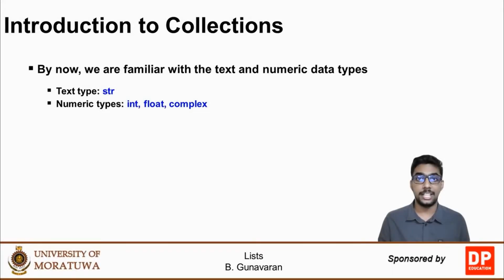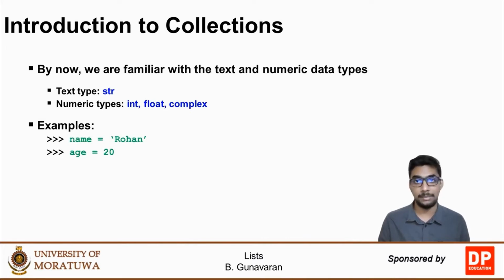In the previous lessons, you have learned about the text and numeric data types. We use the string data type to store text, and numeric values can be stored using the integer, float, and complex data types. Here are two examples. The string Rohan is stored in the variable name, and the number 20 is stored in the variable age.